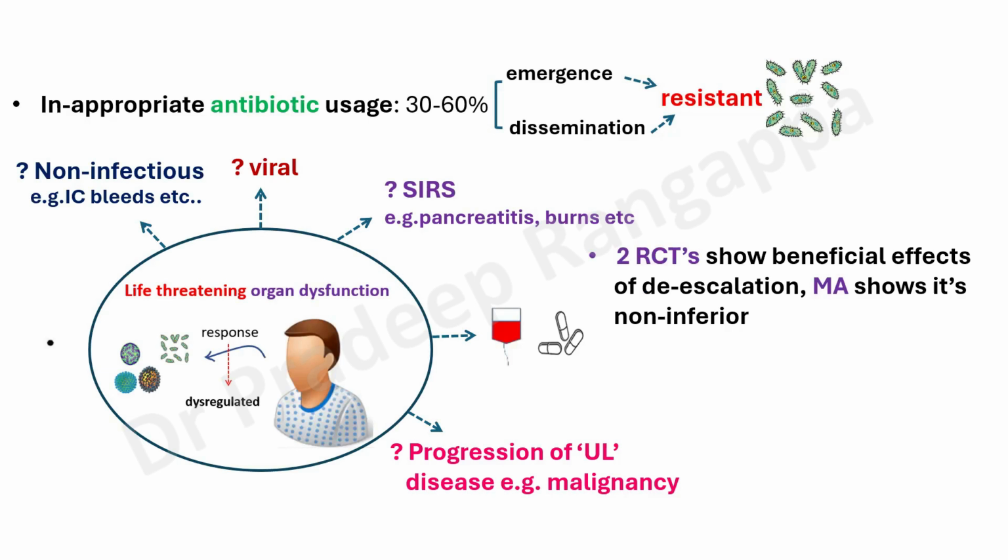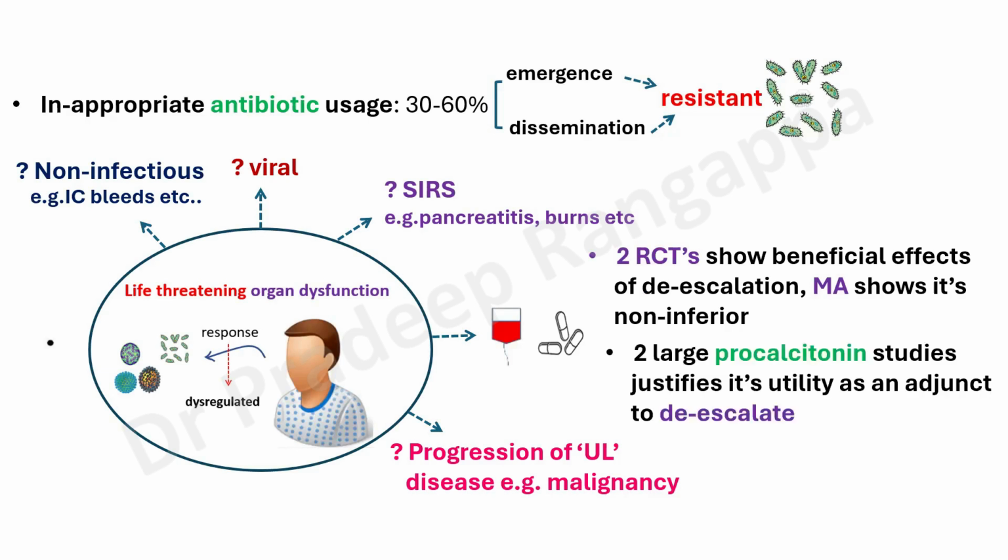And there are two RCTs which show beneficial effects of de-escalation, and a meta-analysis shows non-inferiority. And there are two large procalcitonin studies. One was the PRORATA trial. The other one was a meta-analysis by Wills et al. from the Swiss group, which shows use of procalcitonin to de-escalate helps to save more lives. So this is the sort of background we have as to why we need to adopt antimicrobial stewardship.